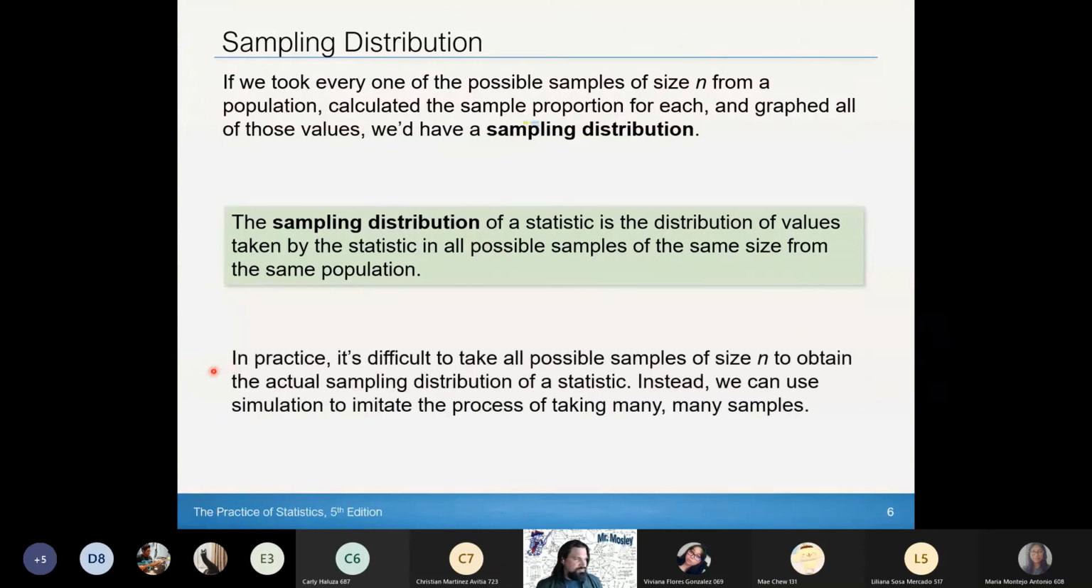In practice, it is difficult to take all possible samples of size n to obtain the actual sampling distribution of a statistic. Instead, we can use simulation to imitate the process of taking many samples. Sometimes the book will just provide you with simulation data. Tomorrow we will look at an actual piece of software that we can access online that does a simulation for us. Simulations become very useful because they allow us to do lots of work in a short period of time.